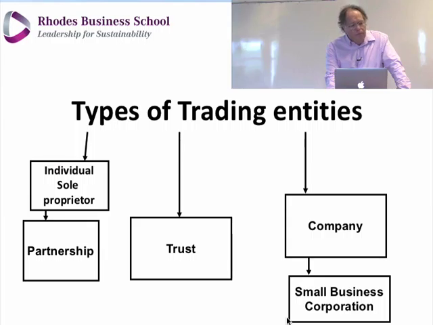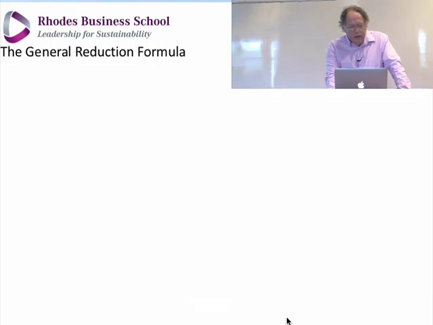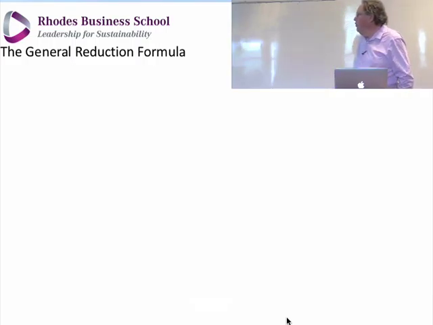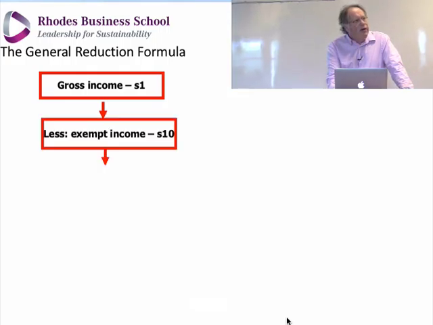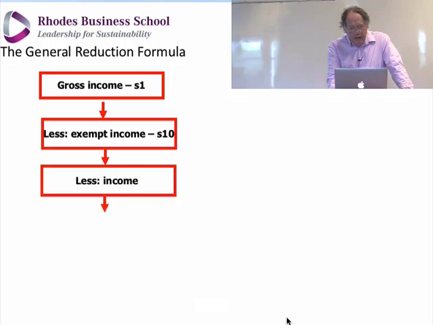In the Tax Act, we have a thing called the General Reduction Formula, which says you take your gross income. That is basically everything that you receive, all your earnings, and we'll have a look at the definition of that. Less specific income that is recognized in the Income Tax Act as being exempt from tax. There are some. That gives you something called income. Then you get your deductions and allowances, and then you get your capital allowances for your fixed assets.